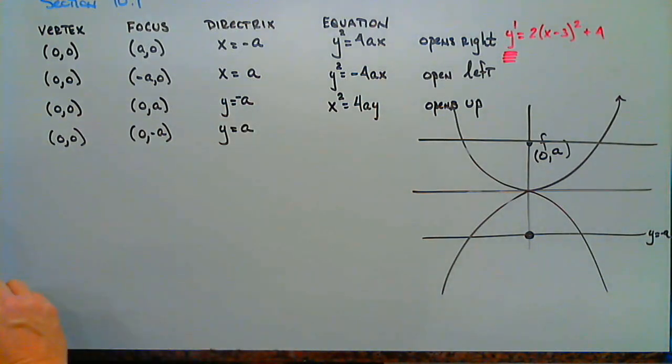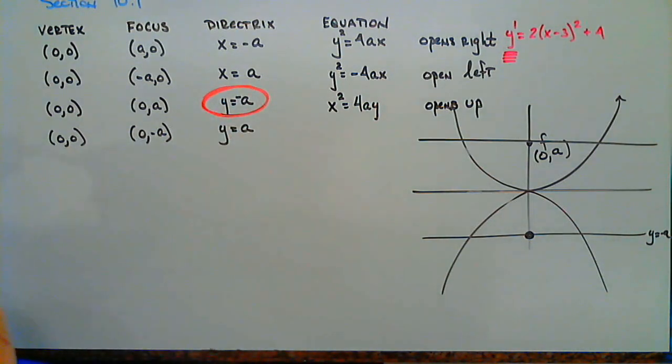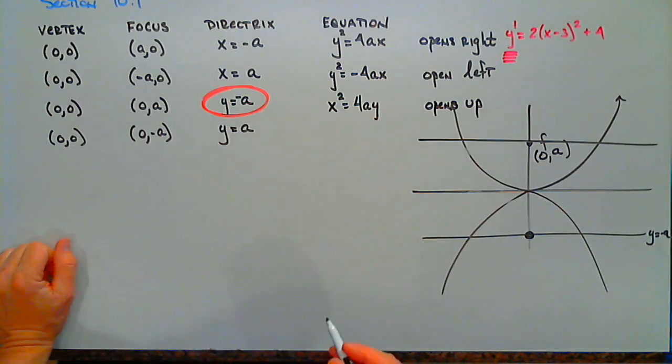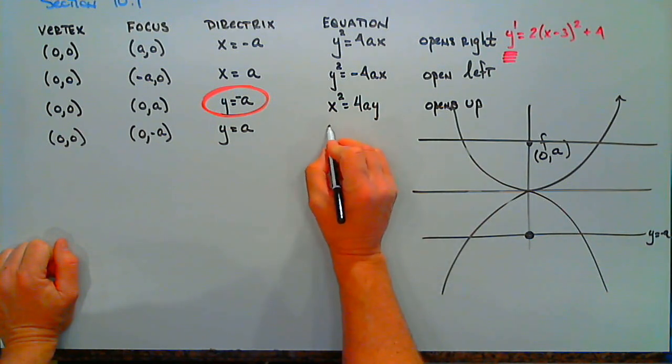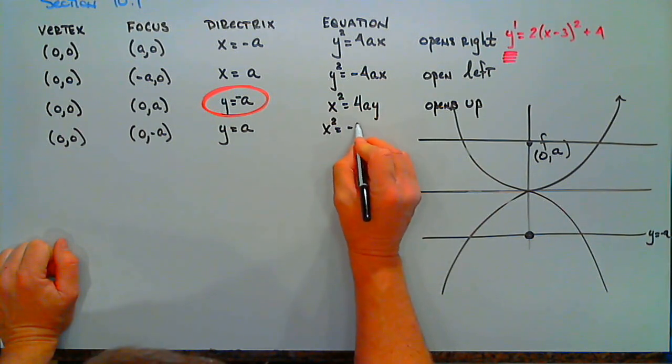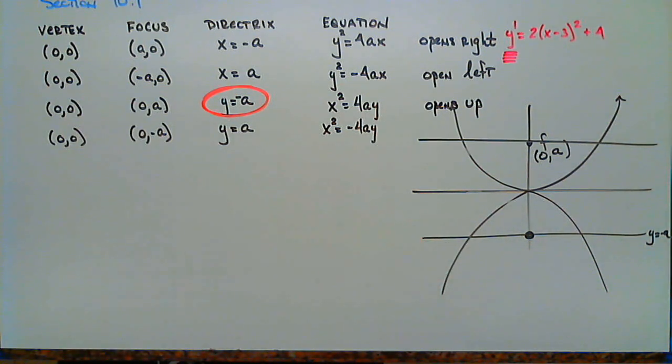Right? We're going to put a big red circle around that just to make sure everybody pays attention and changes their notes. You know, I got that wrong, so we want to put a big red circle around it so we can see that it's corrected now. And what's our formula going to be for opens down? x squared equals negative 4ay. That's exactly correct.